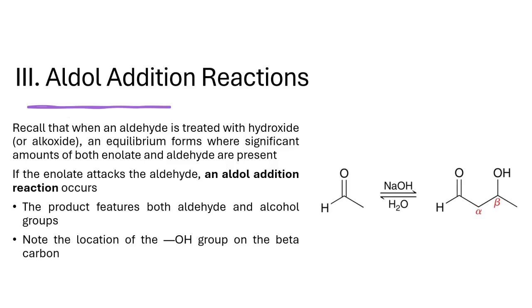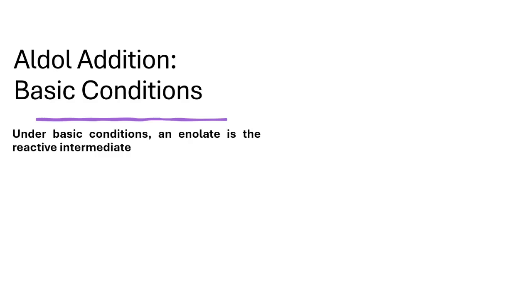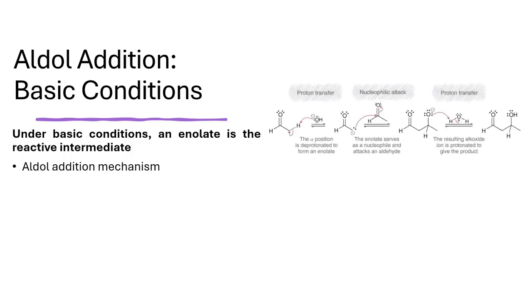Aldol addition, basic conditions. Under basic conditions, an enolate is the reactive intermediate. Aldol addition mechanism. In the first step, there is a proton transfer. The alpha position is deprotonated to form an enolate. The second step is nucleophilic attack. The enolate ion serves as a nucleophile and attacks the aldehyde's carbon. Then proton transfer. The resulting alkoxide ion is protonated to give the product.